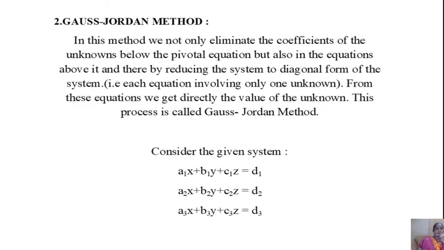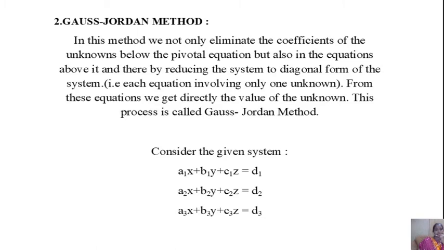Now, the second method is the Gauss-Jordan method. In this method, we eliminate the coefficients of the unknowns not only below the pivotal equation but also in the equations above it. Then by reducing the system to a diagonal form, from these equations we get directly the value of the unknowns. There is no back substitution here. Only diagonal elements will be present; the upper triangular as well as the lower triangular elements are made 0. This process is called the Gauss-Jordan method.